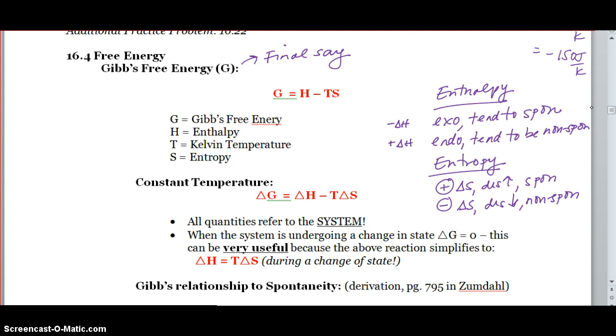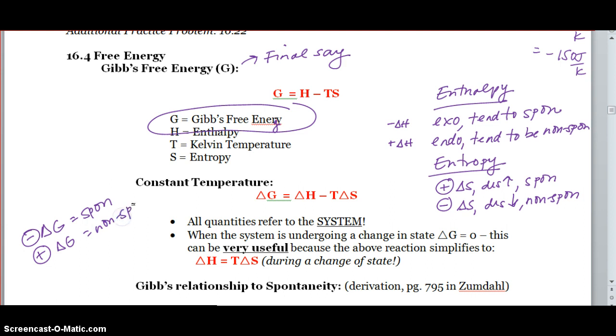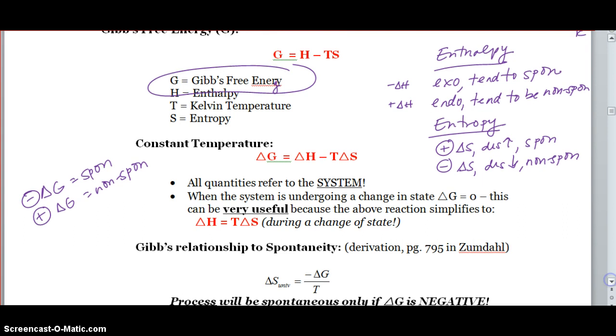So the final say on whether a reaction will be spontaneous is Gibbs free energy. A little typo right there, energy. All right, so if Gibbs free energy is negative, then that means the reaction will be spontaneous as written at that particular temperature. If you have a positive delta G, that means it will be non-spontaneous as written at that specific temperature. So just be careful, when you're answering questions, especially on the AP exam, if they ask you to predict spontaneity, then you've got to go to delta G.